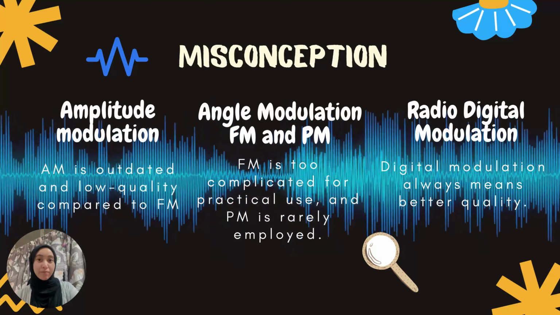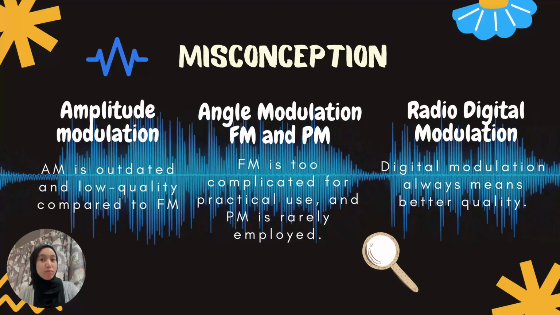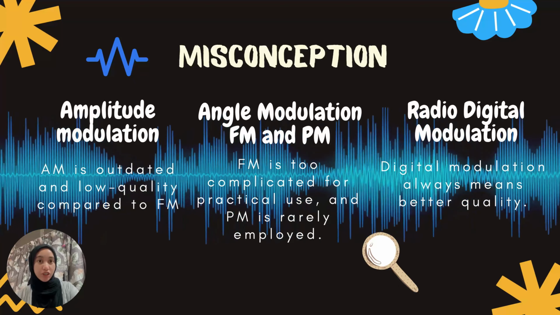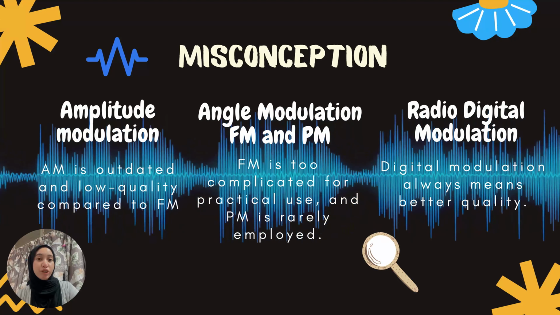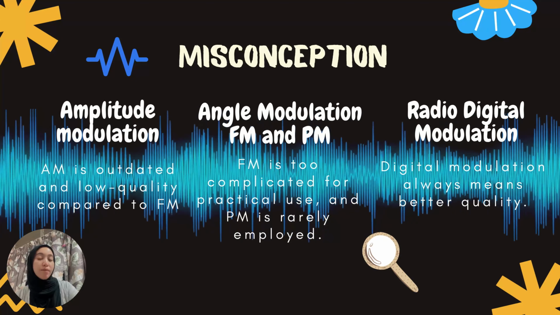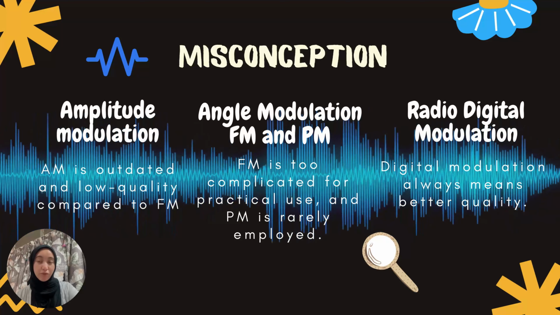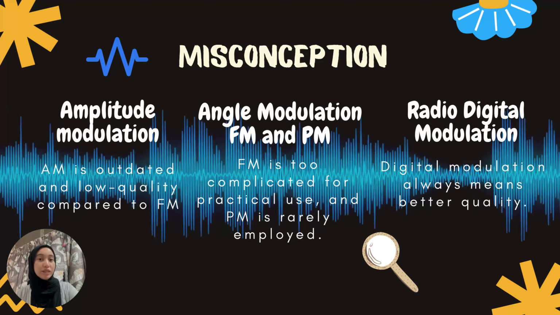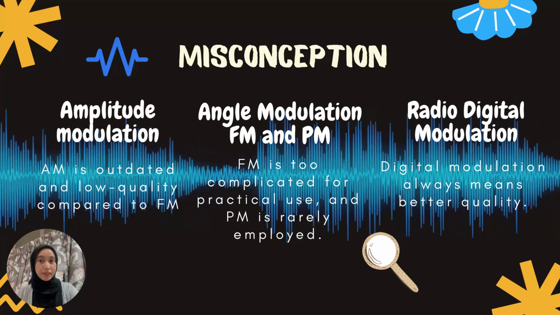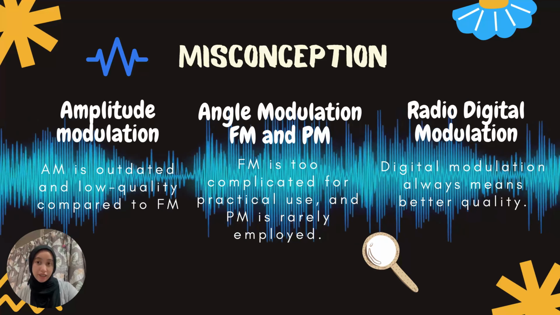Now, I will present the misconceptions that we always hear about amplitude modulation, angle modulation, and also radio digital modulation. As for amplitude modulation, we always hear that amplitude modulation is outdated and low quality compared to frequency modulation, but it is not actually. FM is associated with better sound quality, while AM also has its own strengths, as it can travel longer distances and penetrate obstacles better. As we can see here, both of them have different functions and different characteristics.